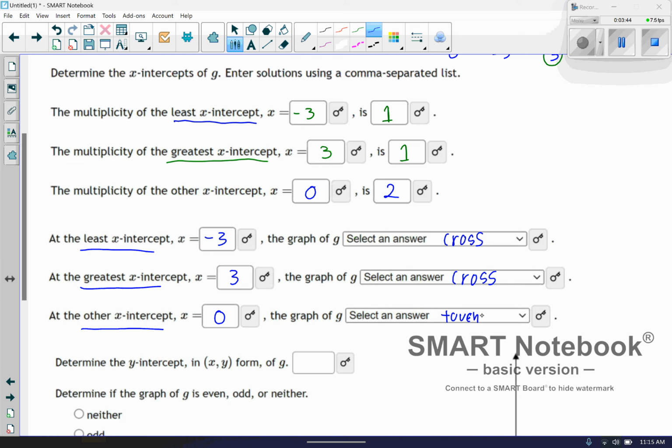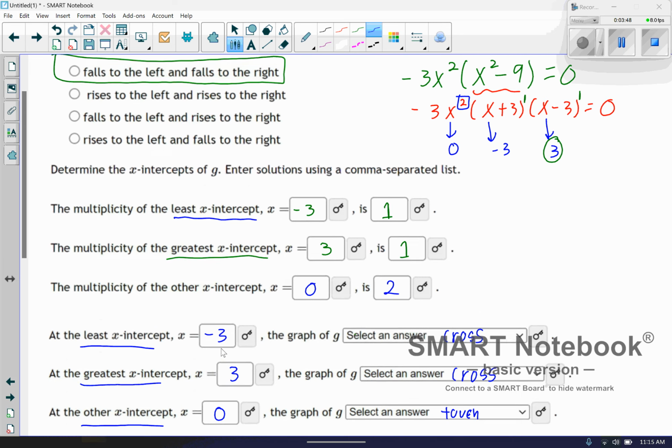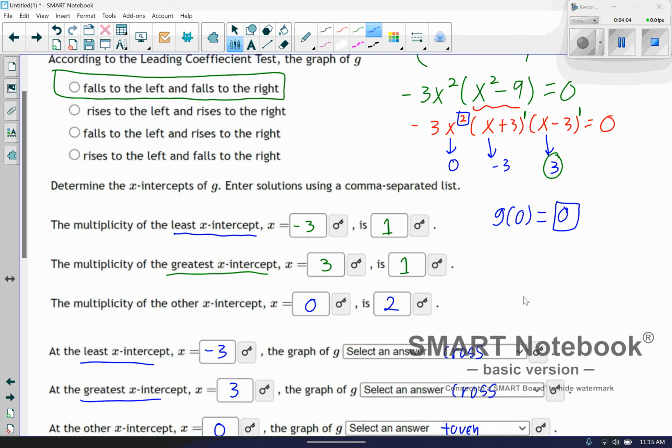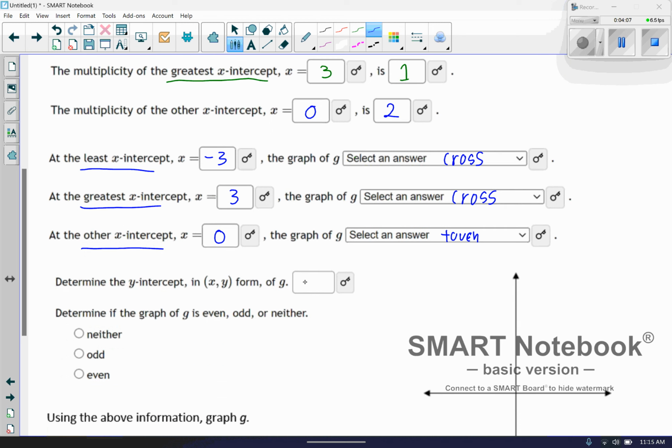All right, so now the next part, they want us to figure out the y-intercept. If I were to plug in 0 into the function, if I were to plug in g of 0, everything would zero out here because everything has the x there. So if I plug in 0 for x, everything's just going to zero out. So my y-intercept's actually going to be at the origin, and that's going to be at 0, 0.